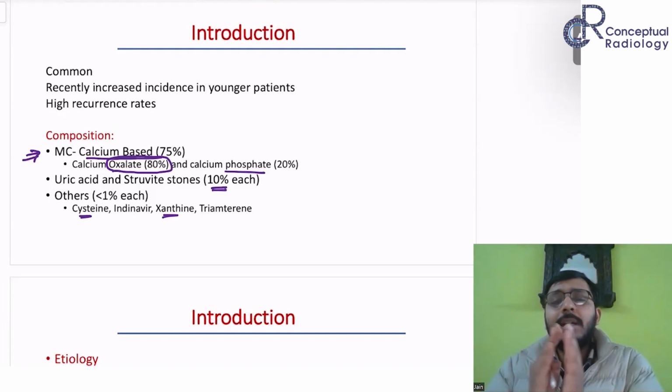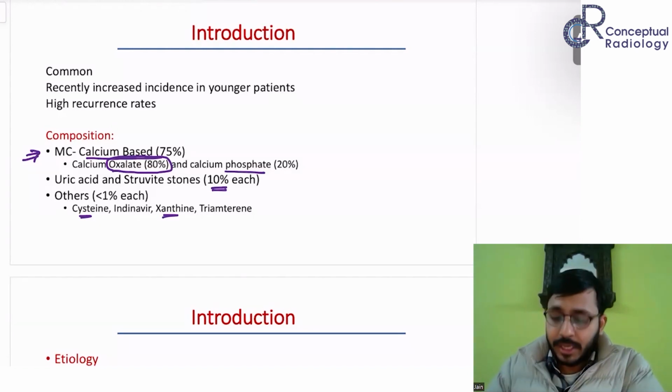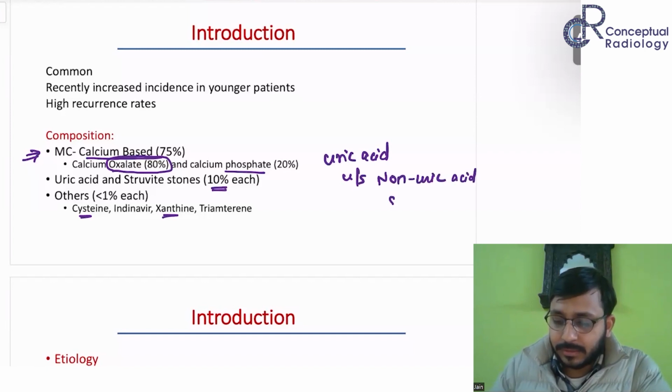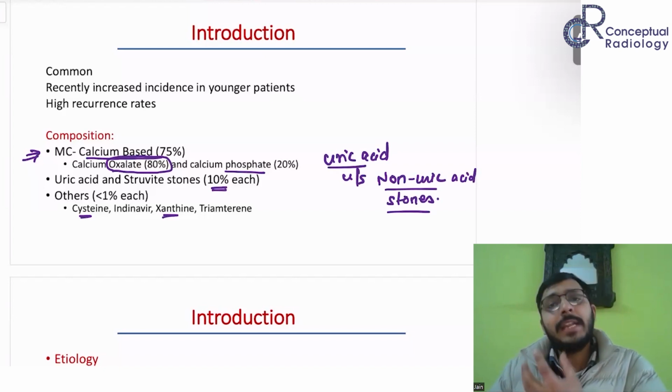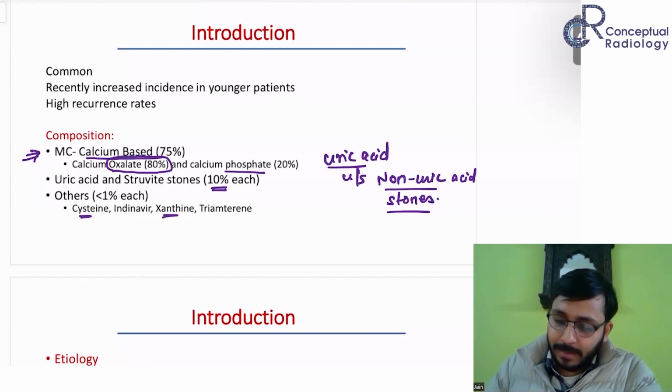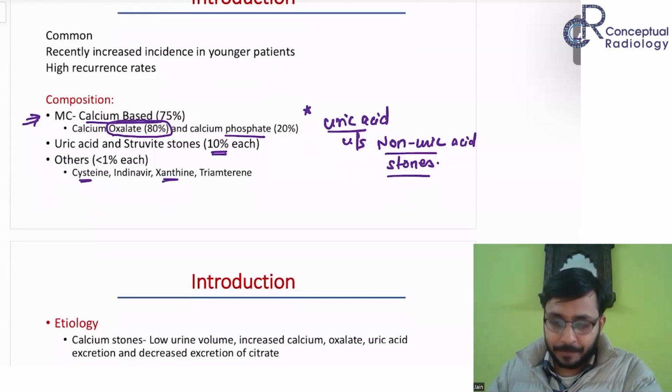So the bread and butter of our clinical practice is to differentiate between uric acid versus non-uric acid stones. Correct? And predominantly we will see non-uric acid stones in the OPD, mainly calcium oxalate. Remember this important point. Okay.